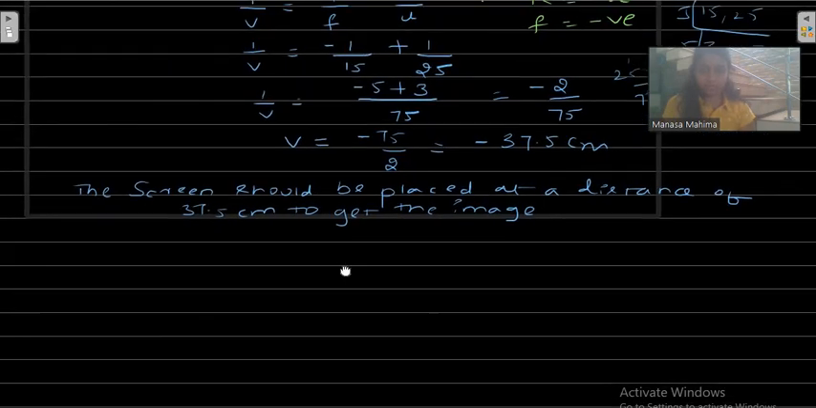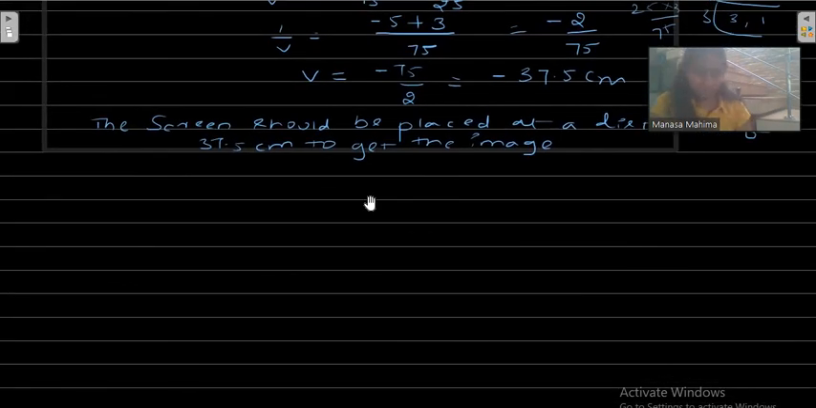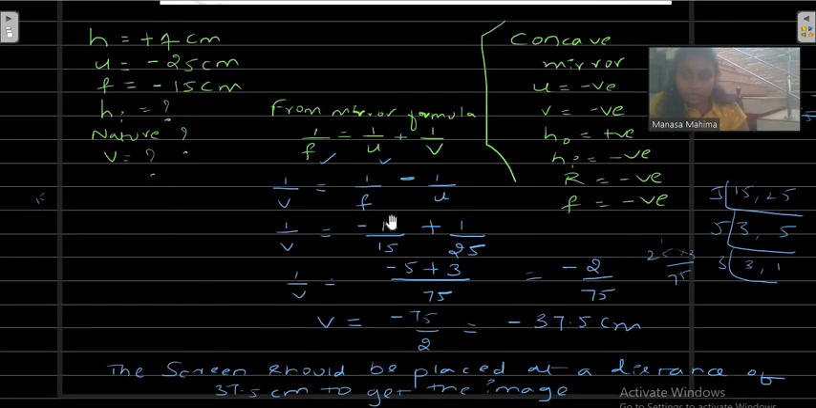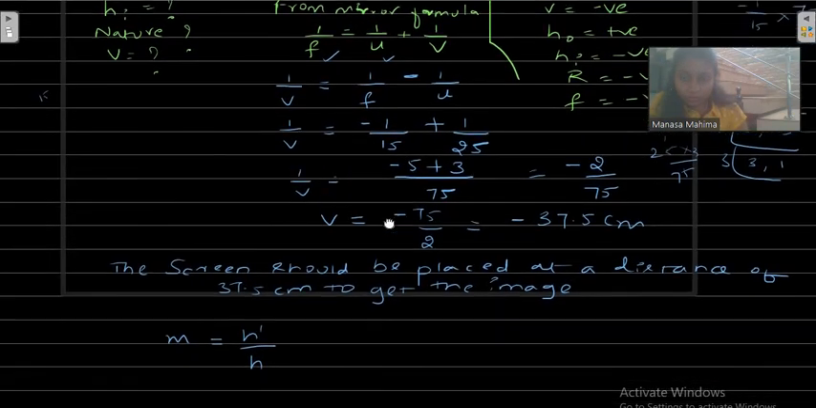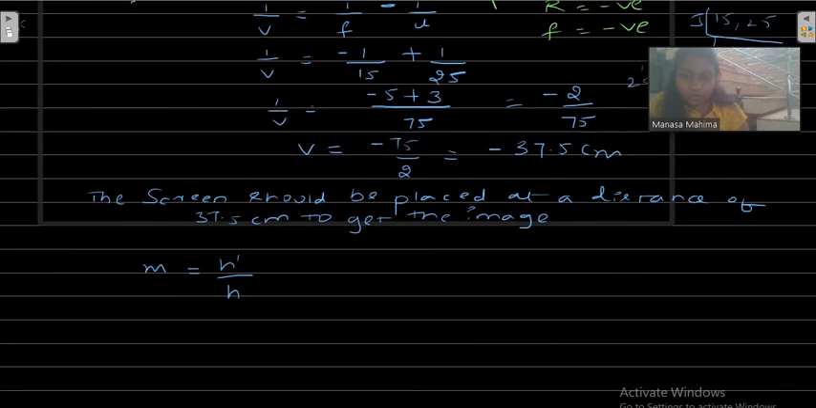Next, what you need to find? You need to find the nature as well as the size of the image. Size, how you can find? By knowing the magnification formula, right? So m is equal to h prime by h. Okay, so you know the value of h, I think. Do you know the value of h? Yes, you know the value of h, and you don't know the value of h prime. Is it correct? You don't know the value of h prime.